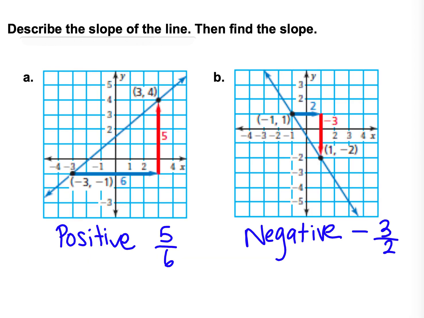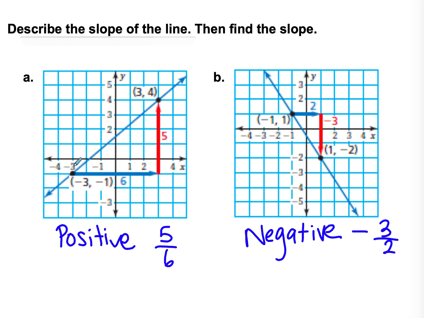All right, so let's take a look at some slope problems. First type of problem just asks you to look at a picture and describe the slope, whether it's positive or negative, and then you actually find it. So our line A from left to right is going up, so that's going to be a positive slope. And then we count the rise over the run. They have the rise marked in red for us here. That's 5. It's going up 5. And then for the run, it's going over 6. So up 5 over 6.